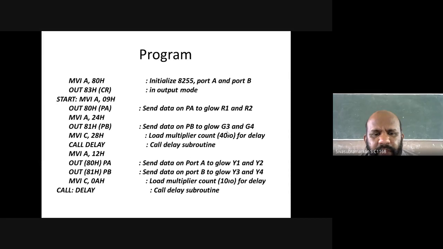Right? Yeah, so the yellow lights will be glowing for 5 seconds. So that is a multiplier count which is inserted here, like what we had inserted here for 20 seconds, right? So here this is for 5 seconds, so we are introducing it here. And again the delay program will run. After the delay is over, it comes back to the main program.